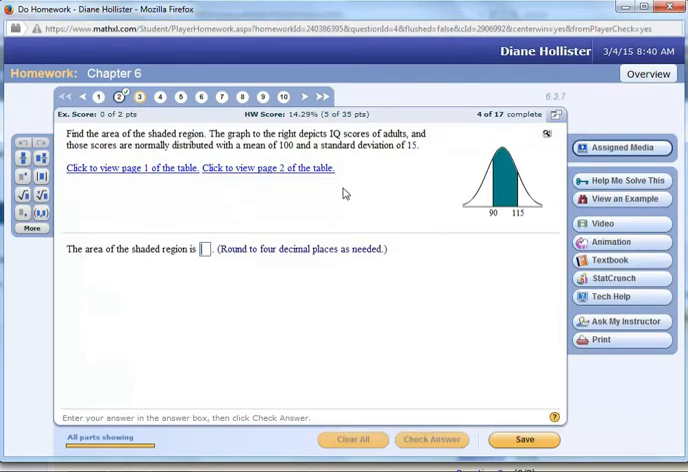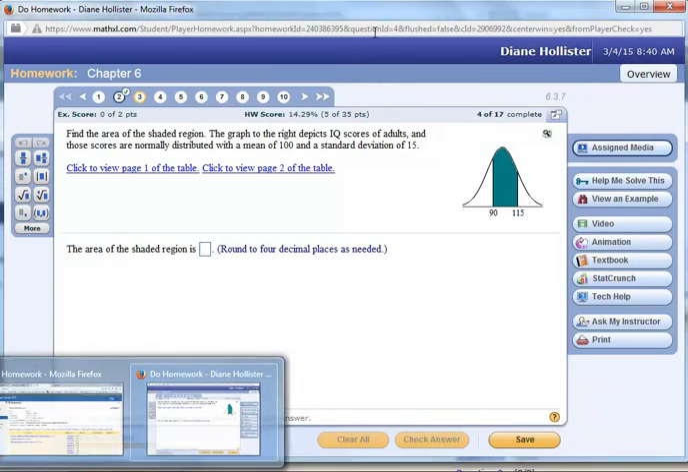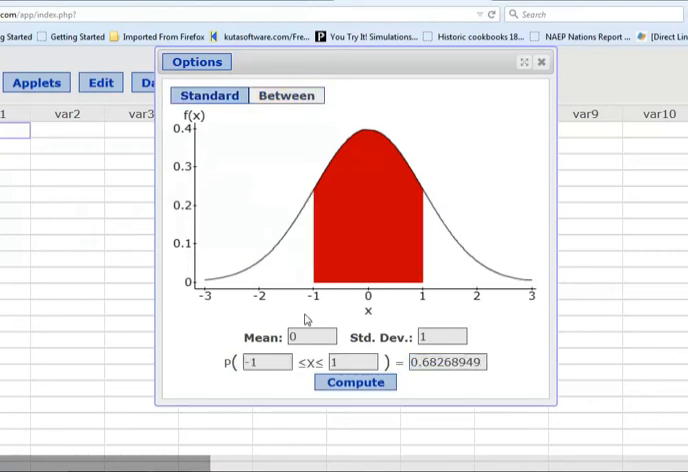On the next particular question, we are given a data set that is not based on a standard normal distribution. In this particular case, we have a normally distributed population with a mean of 100 and a standard deviation of 15. We want to find the percentage of people who score between 90 and 115, or to find the area between 90 and 115. So we are again going to go to StatCrunch, change those values, and look for our information. So in this particular case, we're going to click between.